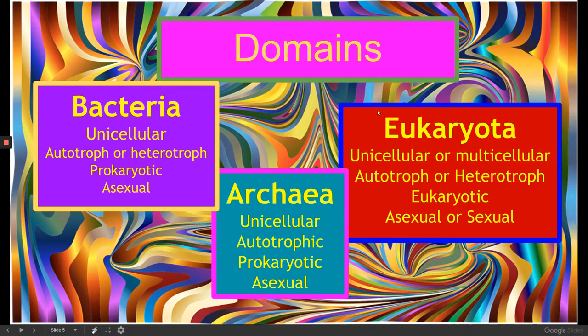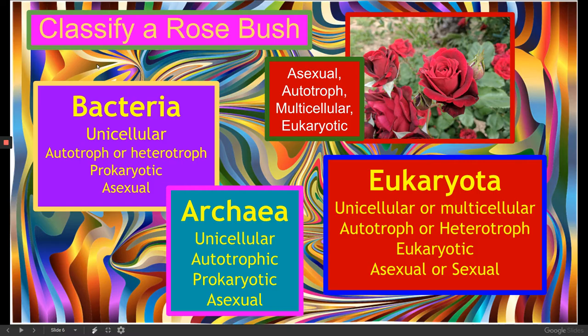Now, with these particular traits and characteristics, we can apply them in order to classify. And I'm going to do that for you right now. Follow along with me as we classify a rose bush. What domain would a rose bush be? Well, here are the traits of a rose bush. It is asexual, autotroph, multicellular, and eukaryotic.